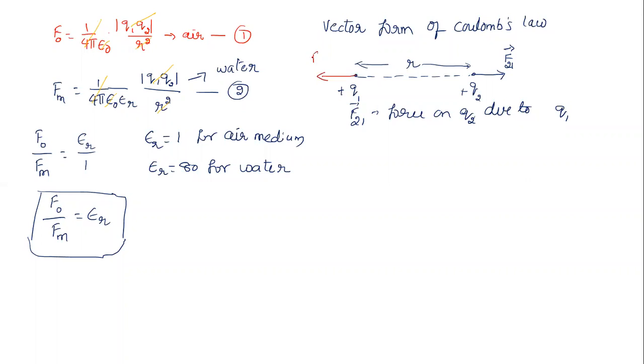This is what we call force on first charge due to second charge. F12 we say. I can say now this is force on Q1 due to Q2. So these two are clear now.